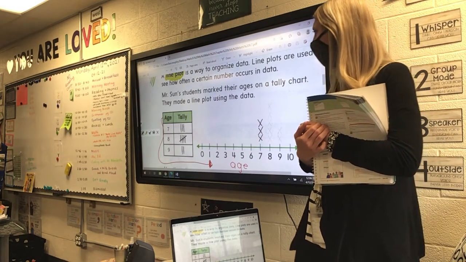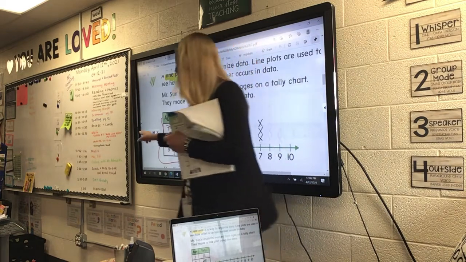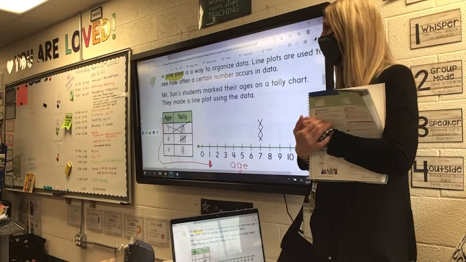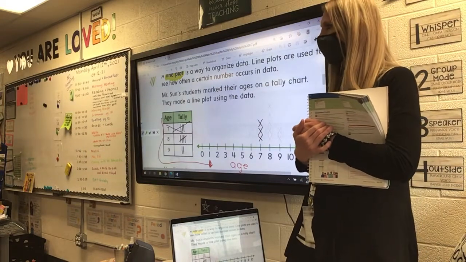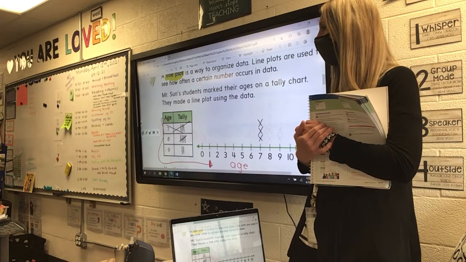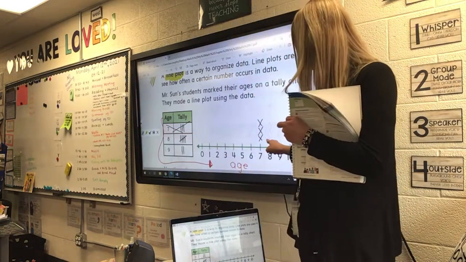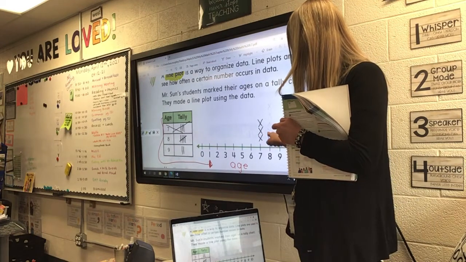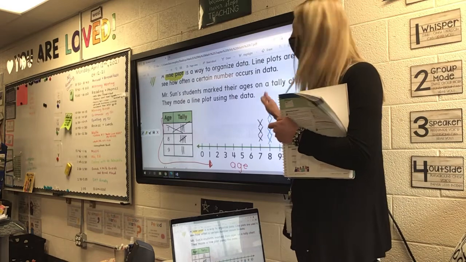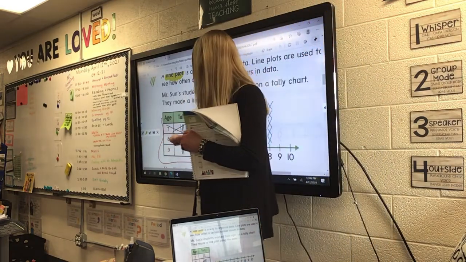Now, I got done with number 7, so I'm going to go to number 8. How many students are at the age of 8? What do you think, Mason? Look at the tally chart. 5. So there's 5 tallies. So then above the age 8, we have to do 5 X's. 1, 2, 3, 4, 5. My X's must match my data or my tallies.